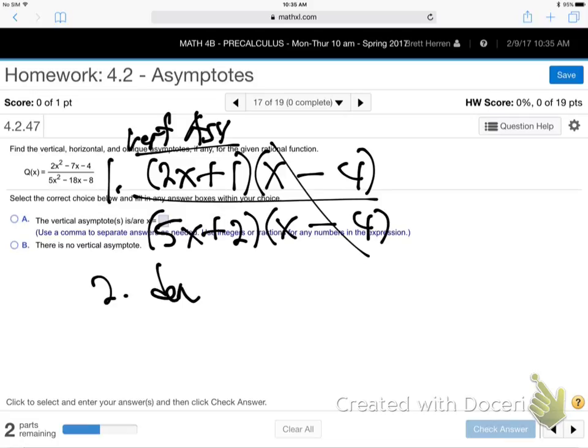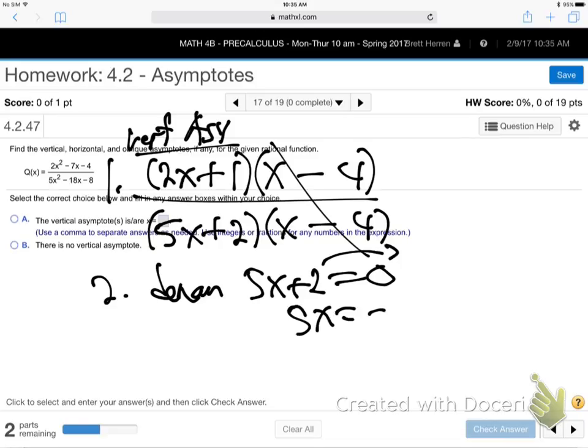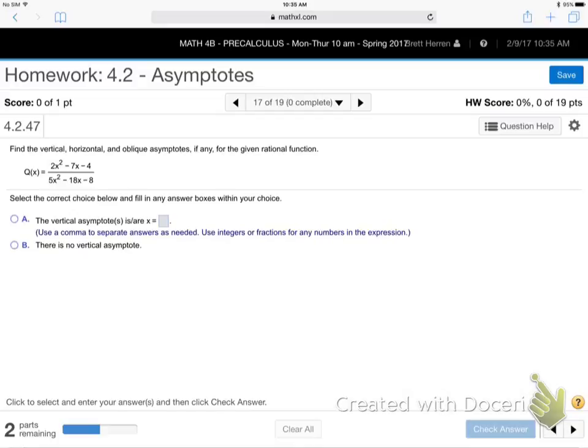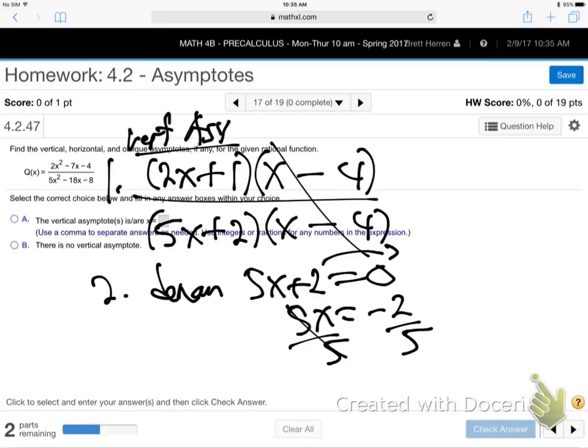Step 2, denominator. Now we only use the 5x plus 2. That's all we use, equal to 0, to find the vertical asymptote. Move the 2 over. Minus 2 divided by 5. There it is. x equals negative 2/5. That's the vertical asymptote. Is that good? Let me move ahead. I'll flash back. That was probably quick, I know. You guys all got that down, okay? x equals negative 2/5. All right.